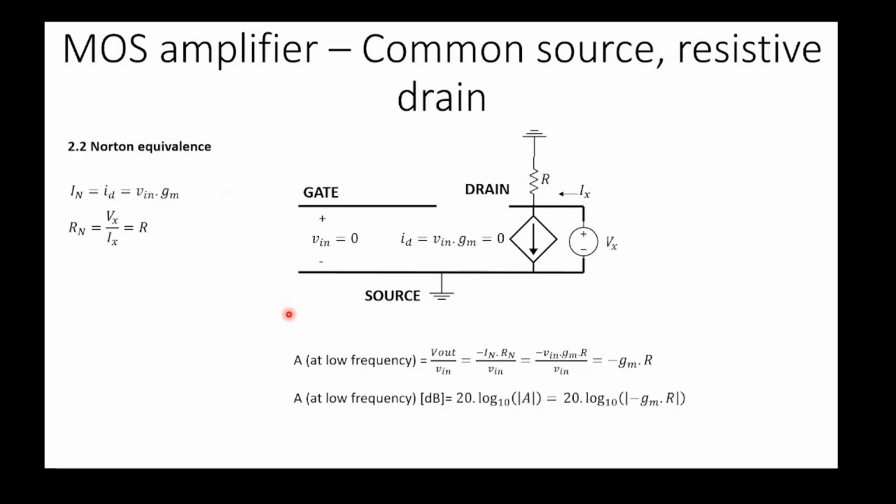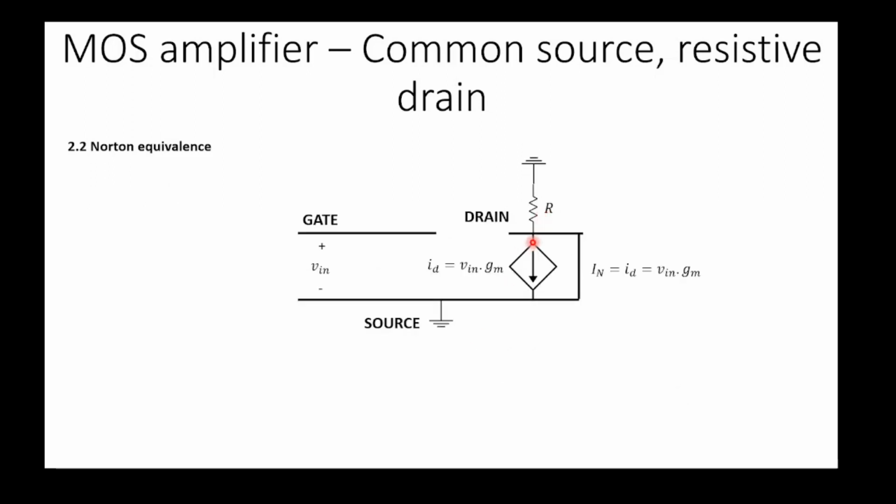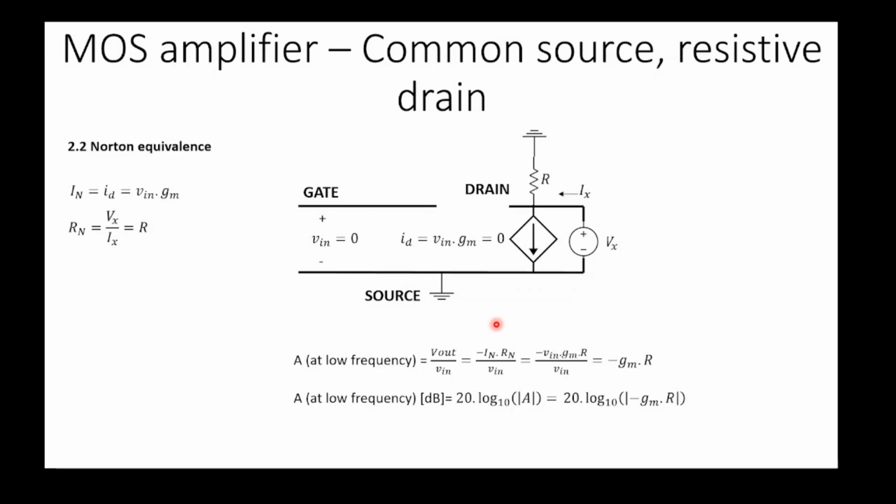And according to the Norton equivalent, what do we see? For Vout, with this direction of the Norton equivalent, with the source grounded here, we can say that Vout equals minus IN times RN, just like we said earlier. We replace everything, and finally we get the expression for the gain at low frequency, the ratio between our output voltage and the input voltage.